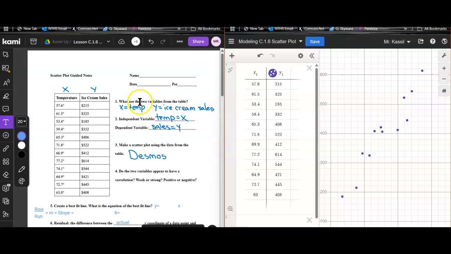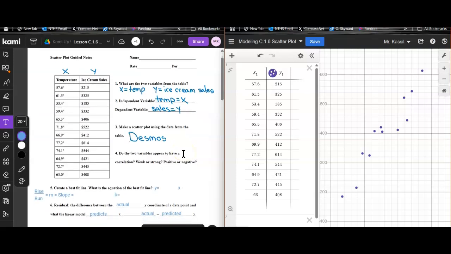Where we left off earlier this week is that we identified the x and the y values for our tables. We identified that the x value is the temperature, the y value is the ice cream sales, which makes the x value the independent variable, and the y value the dependent variable. Now, historically, students were asked to make a scatter plot by actually putting it on a piece of paper, but we're taking advantage of our technology. We're taking advantage of Desmos.